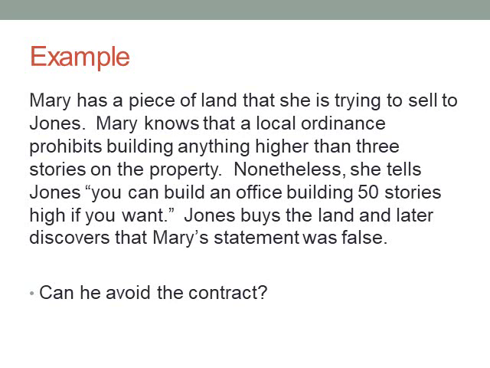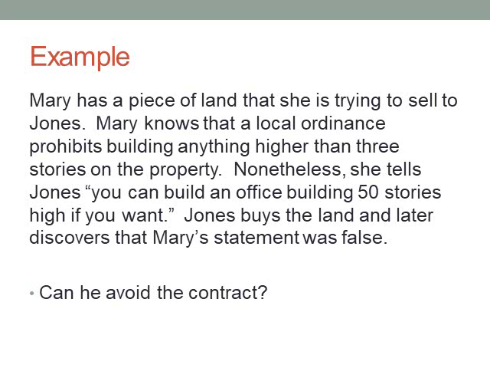Mary has a piece of land that she's trying to sell to Jones. Mary knows that a local ordinance prohibits building anything higher than 3 stories on the property. Nonetheless, she tells Jones, you can build an office building 50 stories high if you want. Jones buys the land and later discovers that Mary's statement was false. Does Jones have a claim against Mary for misrepresenting the law? Can he avoid the contract?